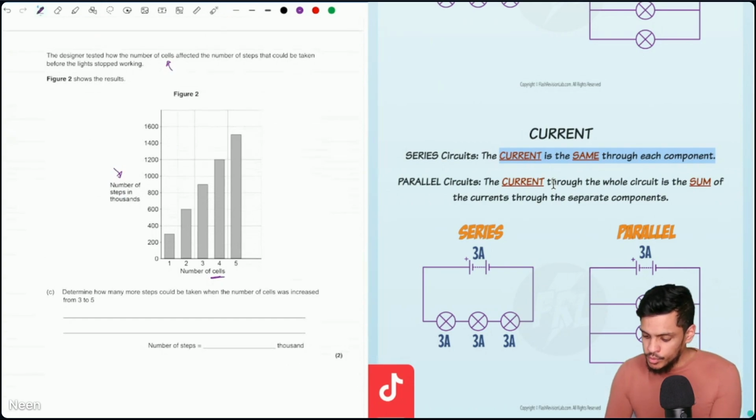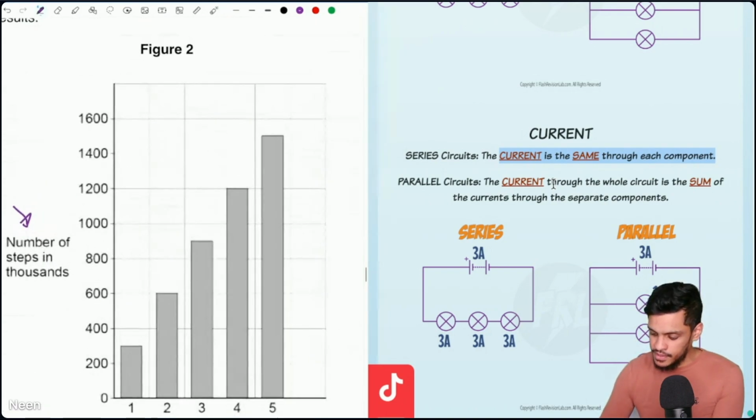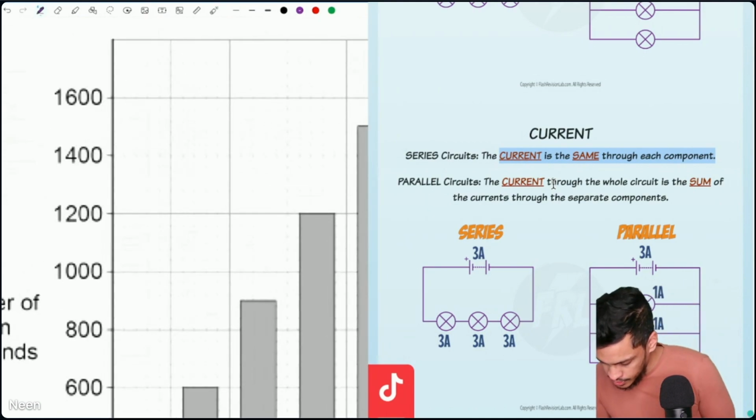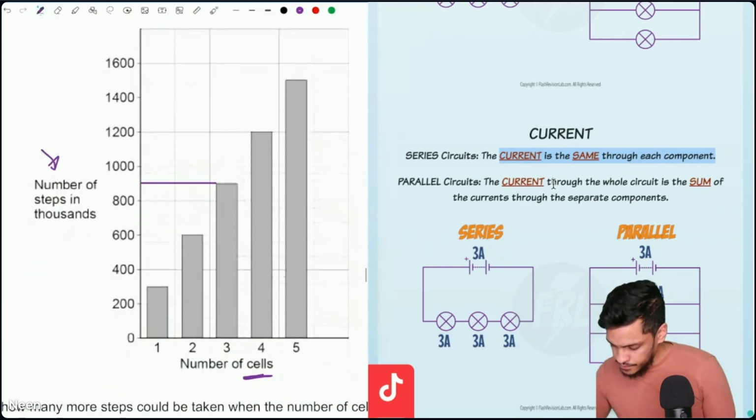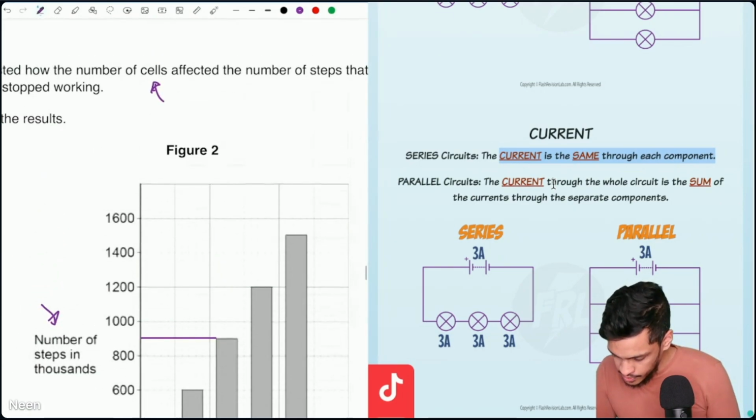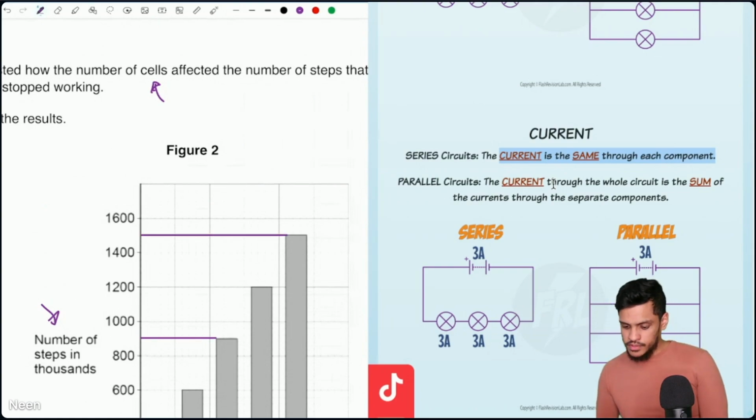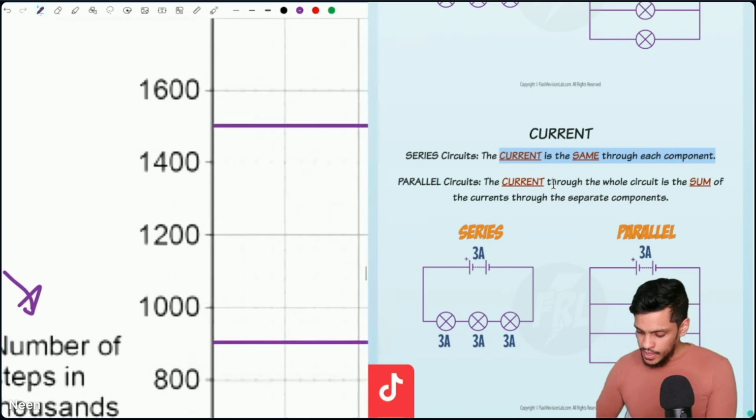Determine how many more steps could be taken when the number of cells was increased from 3 to 5. So 3, look carefully where the 3 is. So the 3 is halfway there. And then 5 is the very last one. That's also halfway. So look at those two numbers carefully. It's right in the middle.